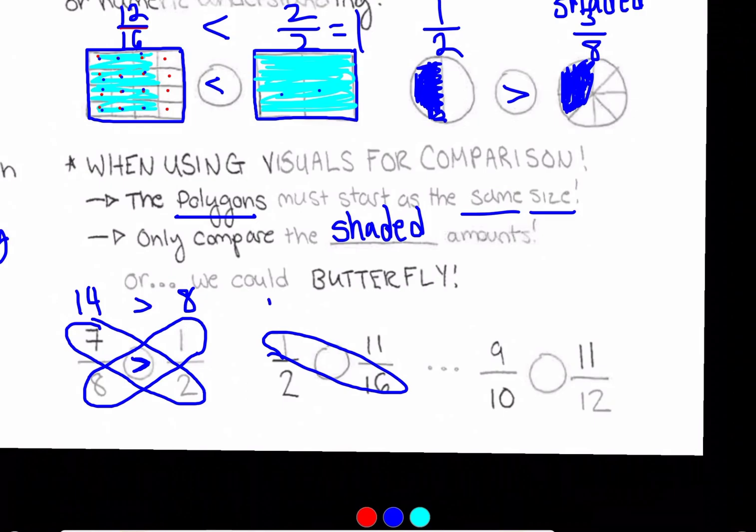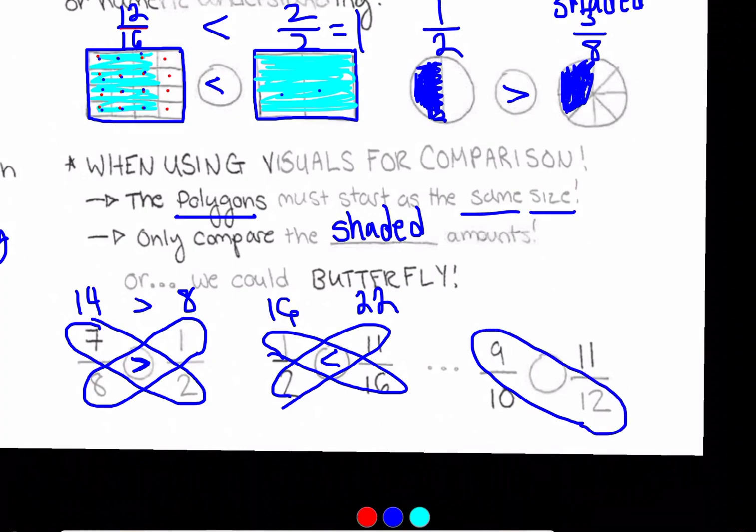Butterfly again. 1 times 16 is 16. 2 times 11 is 22. 22 is larger than 16. Last one. Butterfly, 9 times 12 is 108. 11 times 10 is 110. It's going to go this way.